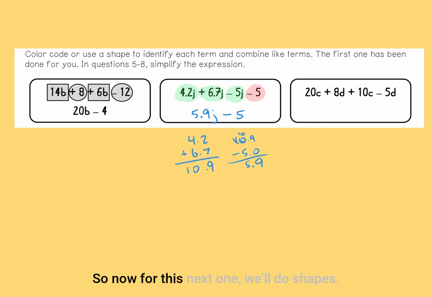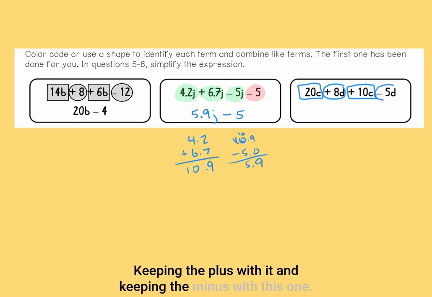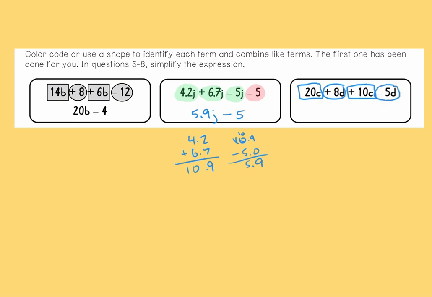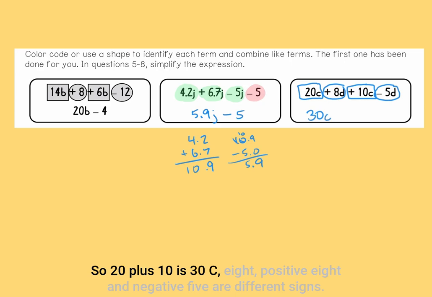So now for this next one, we'll do shapes. So our first shape, we'll just put a square around C. So then any C's, we're going to put a square around. So I've got 10C. Now I've got D, I'll put a circle around that, keeping the plus with it and keeping the minus with this one. So then I want to put my squares together. So 20 plus 10 is 30C.